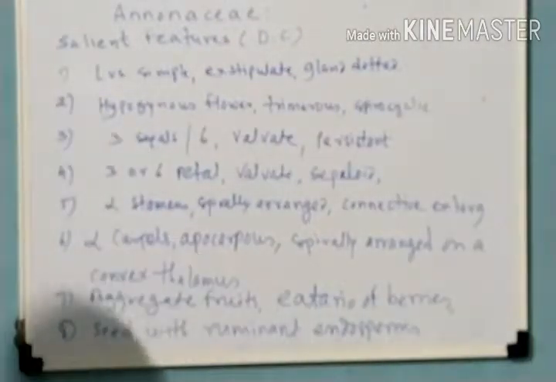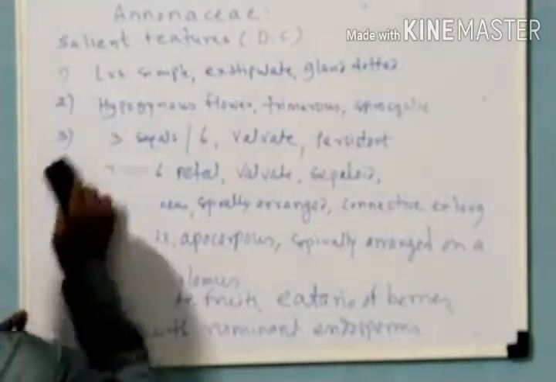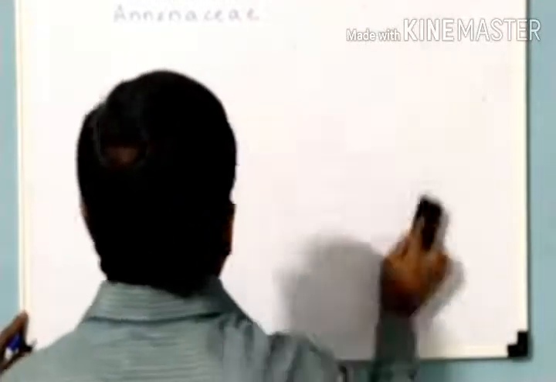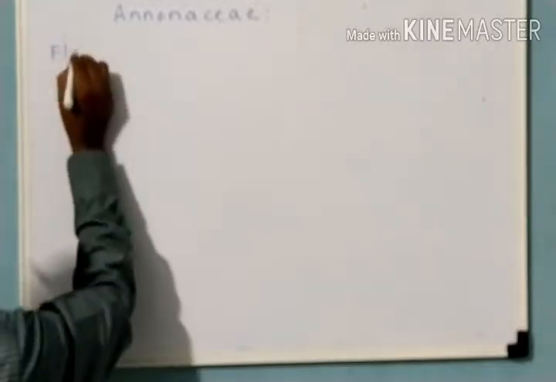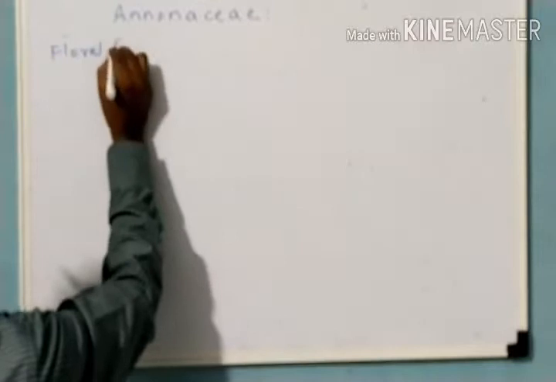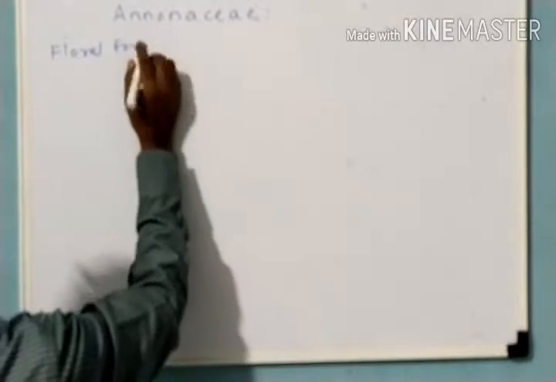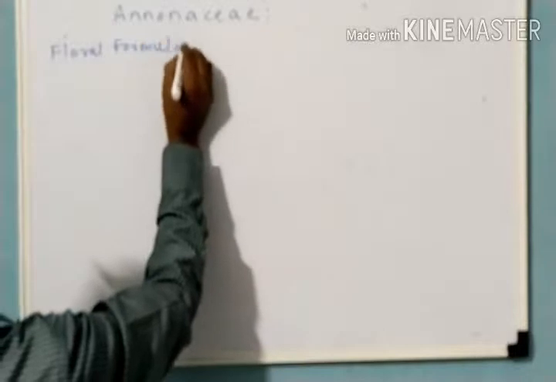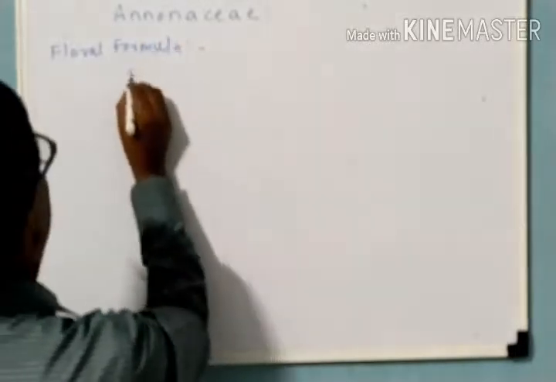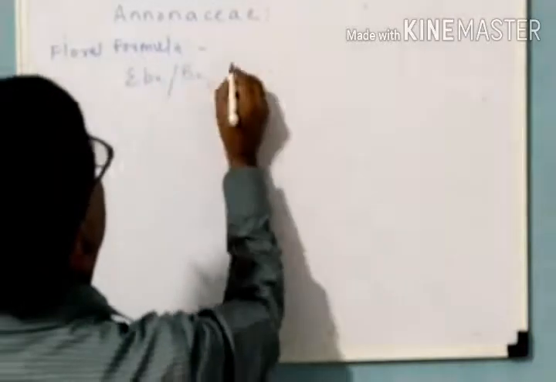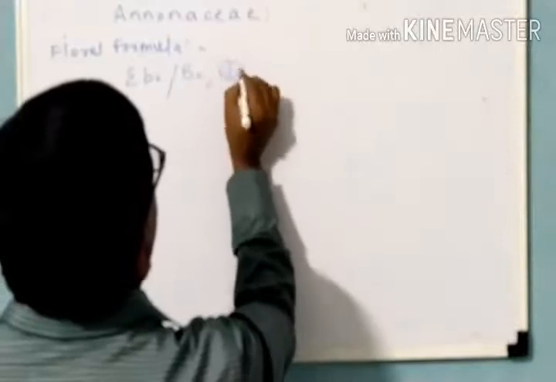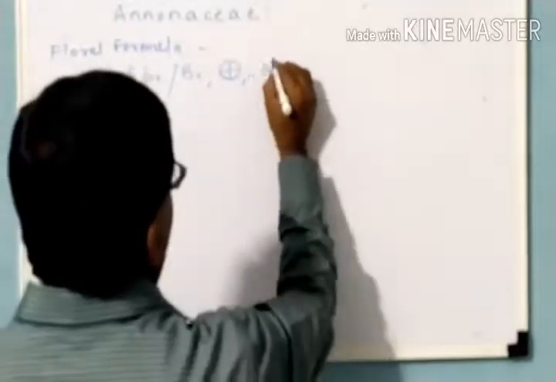Now we will go ahead to see the floral formula of this particular family. The floral formula is developed using standard symbols. You can just see. The flower may be ebracteate or bracteate. Then actinomorphic. This is the symbol for actinomorphic. Bisexual flower.